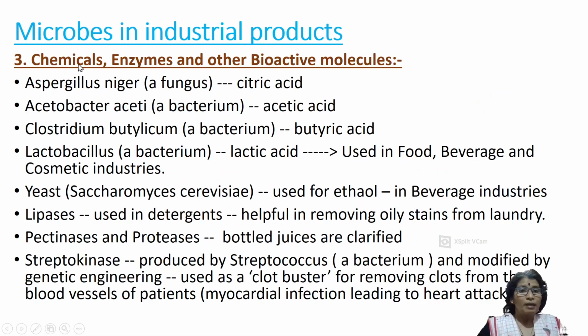We could not imagine the world without antibiotics. And the chemicals, enzymes, and other bioactive molecules are also produced by the activity of microorganisms. Here, what are the chemicals? First, Aspergillus niger, this is one kind of fungus. It produces citric acid. Acetobacter aceti, a bacterium, produces acetic acid. Clostridium butylicum, a bacterium, produces butyric acid. Lactobacillus, a bacterium, produces lactic acid. All these acids are used in food, beverage and cosmetic industries.